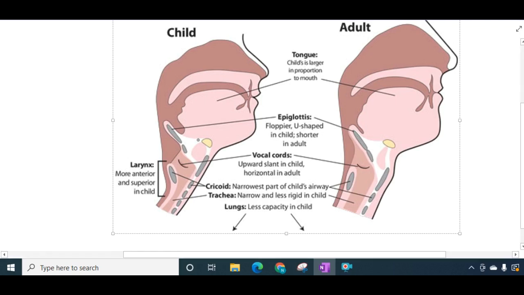The epiglottis is soft and present at a higher level, so that it can meet the uvula to breathe and feed simultaneously in the infant's larynx. The laryngeal cartilages are soft and collapsible. The epiglottis is almost U-shaped or omega shaped. Arytenoids are not seen here, but they are relatively large in the infant's larynx.